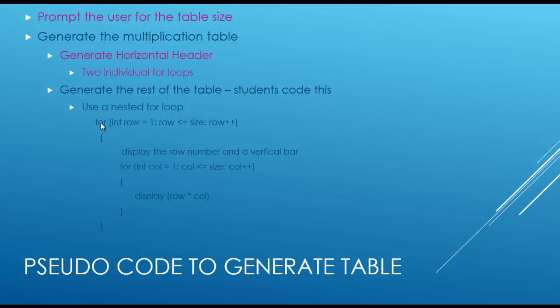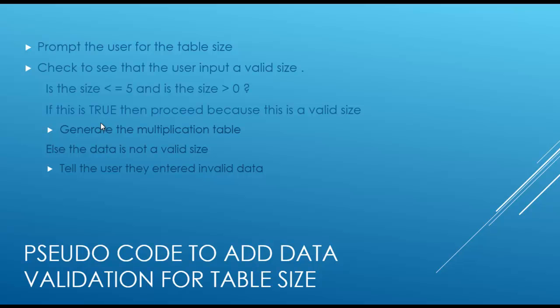But the next step is to now make sure that the user's giving you valid data. So how do we do that? So here we're just going to keep working on our pseudocode. And again, you're going to prompt, this is the same. I've just sort of condensed and added the parts for the data validation. So you're going to prompt the user for their table size, and then at that point, before you ever generate the table, you're going to check to see if it's a valid size.